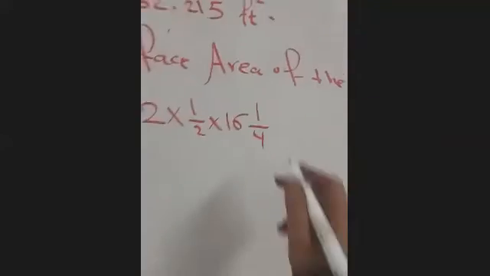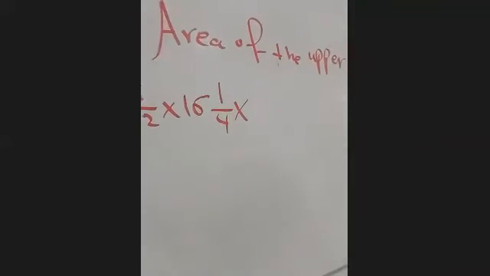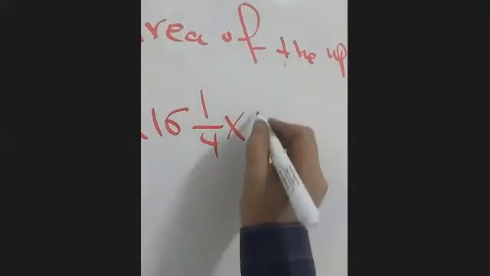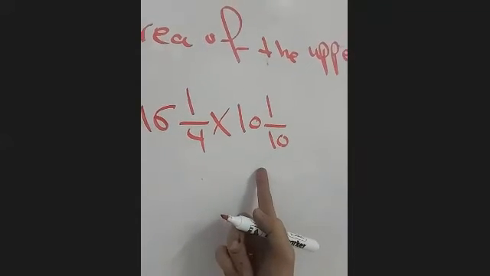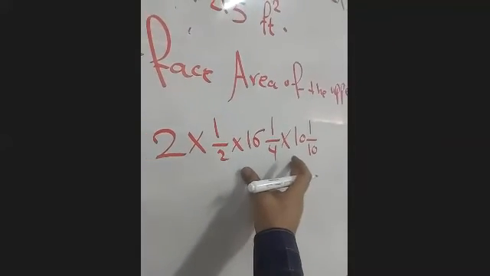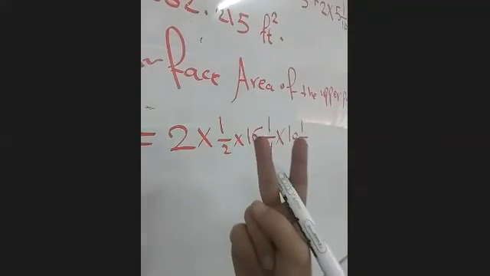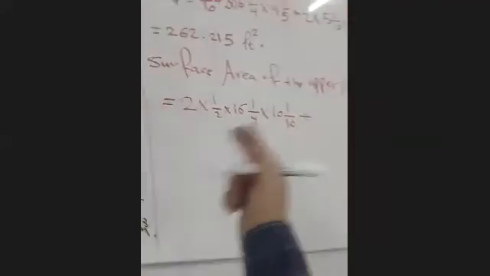16 and 1 over 4. Multiply the height of the triangle. How much? 10 and 1 over 10. This I multiplied by 2, guys, because I have 2 congruent triangles. Plus, now I'm done with the triangles.